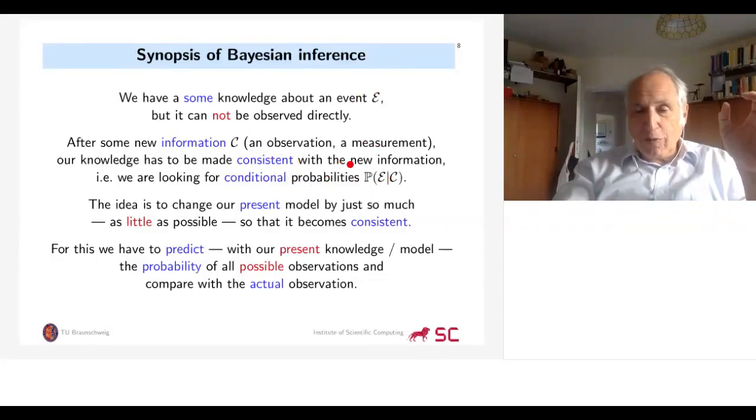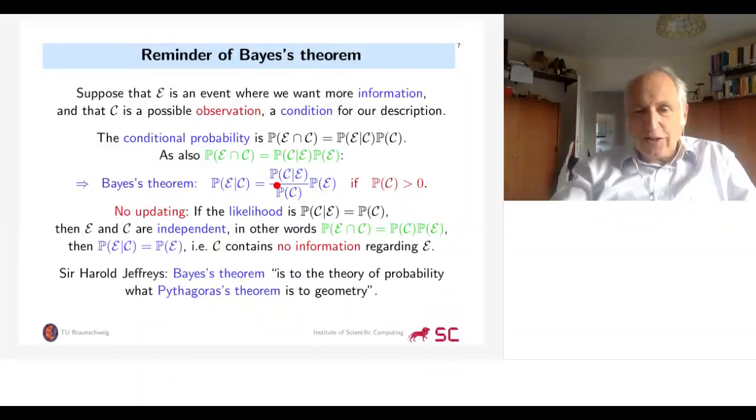We want to change the probability to reflect this. So it has to become consistent with this new information, and we don't want a contradiction between these two things. So the idea is to change our model, this P of E, by so much that it becomes consistent. And this is what Bayes' theorem does. To do this, we have to predict with our present knowledge or model the probability of all possible observations and compare with the actual one. You can see this here, and this is actually the likelihood. By assuming that the person is between 160 and 170, I have to predict what is the probability that the person has high-heeled shoes on.